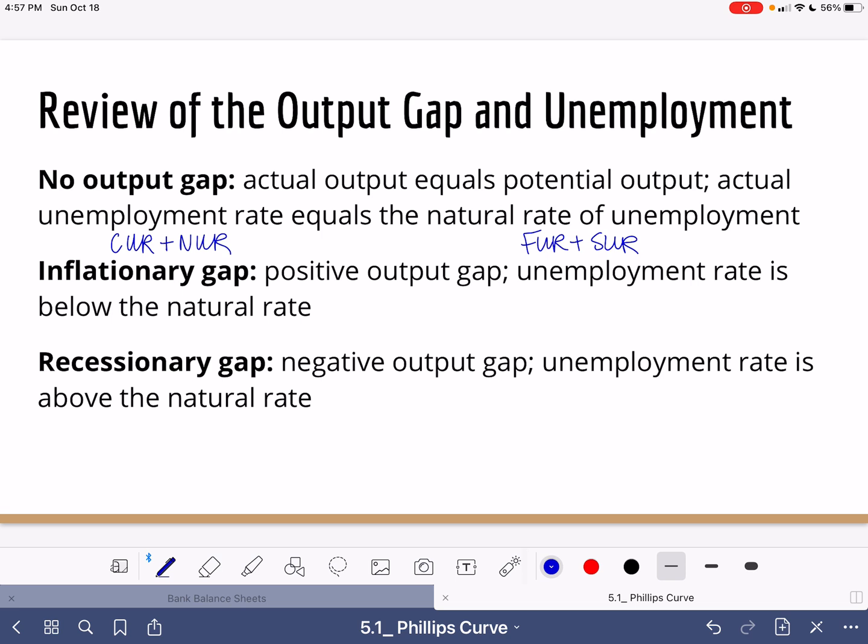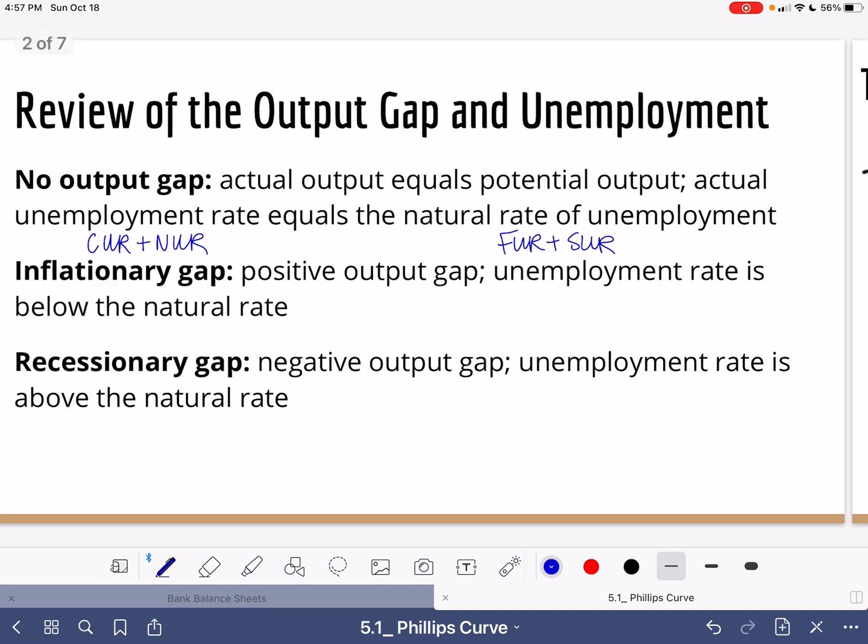Our inflationary gap is that positive output gap. So this means unemployment is below the natural rate. So we are overemployed in our inflationary gap. And then our recessionary gap is the negative output gap, which means unemployment is above the natural rate, reflecting a lot of unemployment that's happening in our recession.